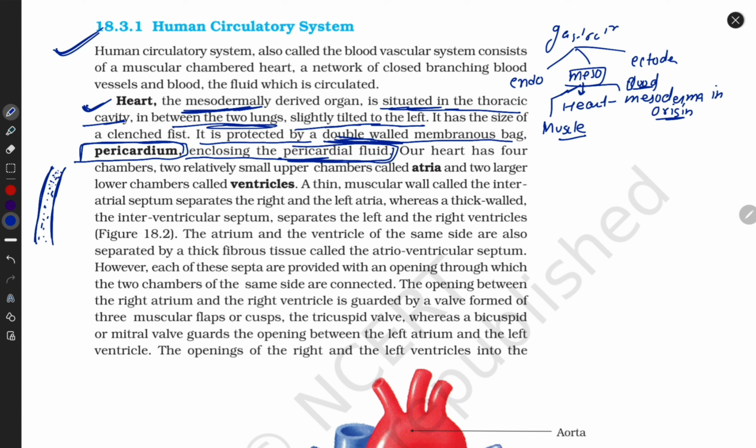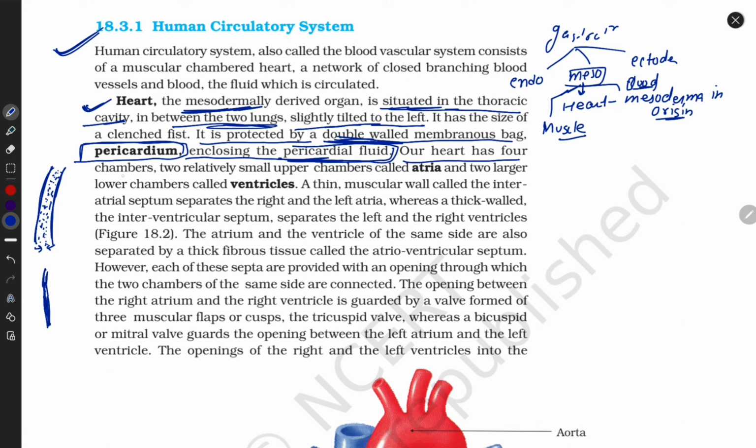Why is this fluid present between the 2 membranes? Because in case of any shock condition or any deficiency of fluid, the double layer would never link or attach. That's why this fluid separates the membranes.